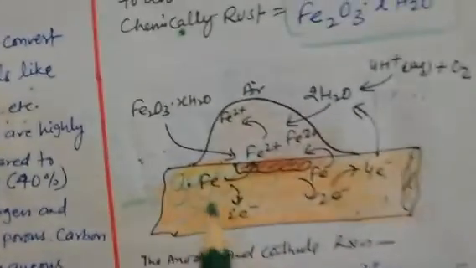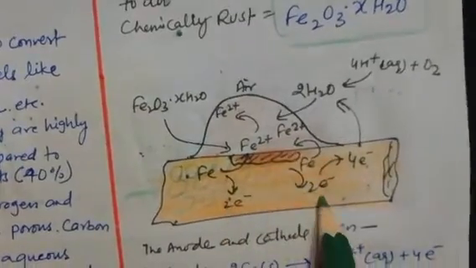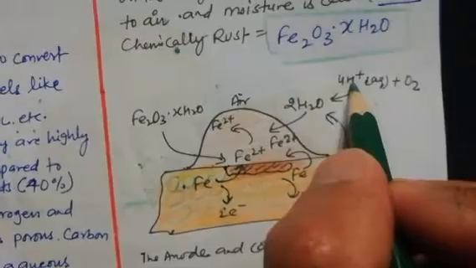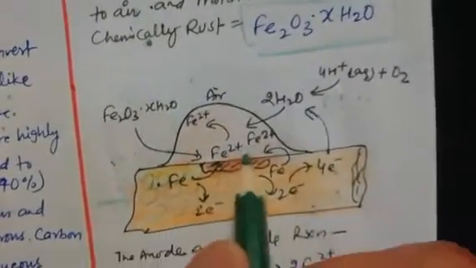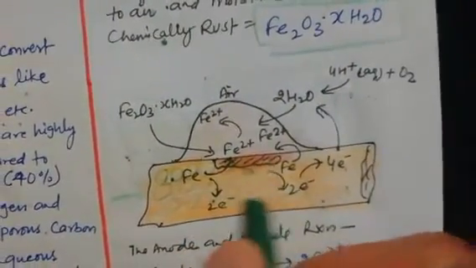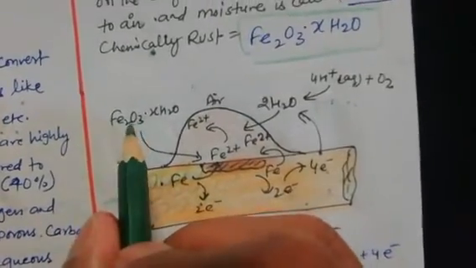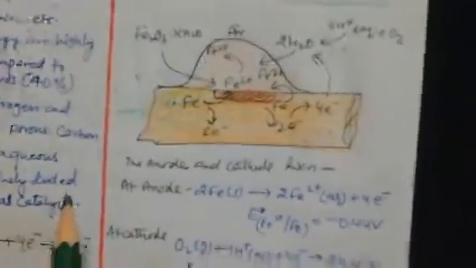Each iron is losing 2 electrons. So in this way 2 plus 2, 4 electrons are released. These 4 electrons are gained by H2O, forming 4H+ and O2 negative. And this forms the brown, reddish substance. That reddish substance is called iron oxide, xH2O. Okay, so this is the simple diagram. You learn and just practice it.